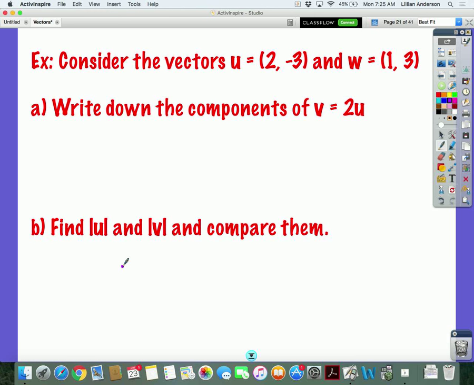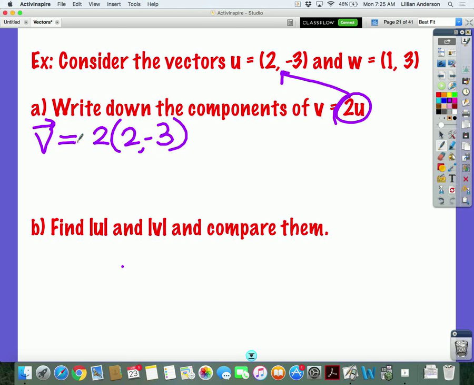So we are going to consider the vectors, vector u at (2, -3), and vector w at (1, 3). All right, so now it says write down the components of vector v equals 2u. Remember, 2u basically means scalar multiplication. So we're actually going to take vector u, and we're going to multiply it by 2. To do that, we are just going to multiply the scalar by each component.